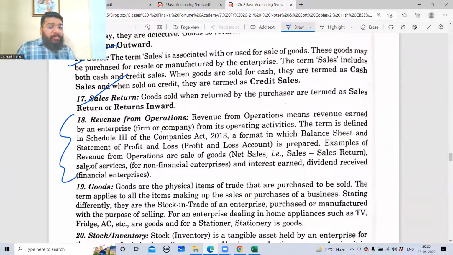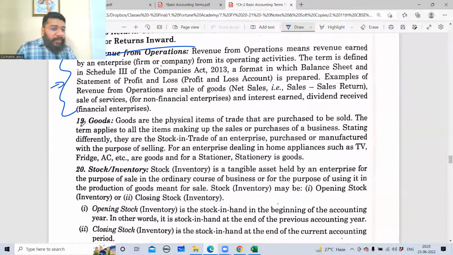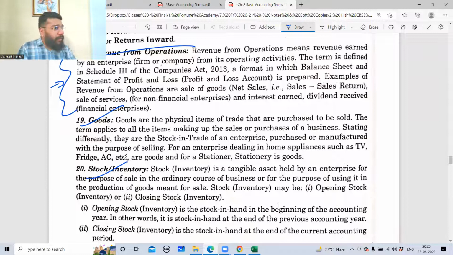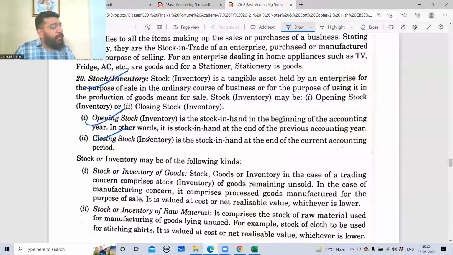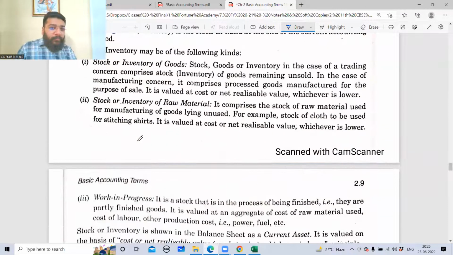Revenue from operation we'll discuss when we do the higher chapters, or maybe in detail you'll come across it in the 3rd volume of your 12th standard. But here there's one chapter, a small one, where one or two sums are based on this. So this I'll explain when I do that. Goods we have explained. Stock and inventory explained. Opening stock, closing stock explained. Raw material explained. Work in progress explained.